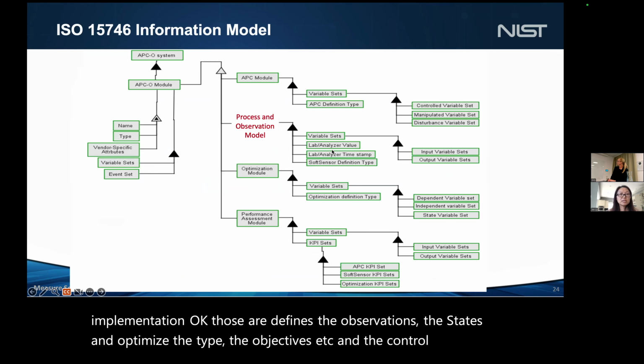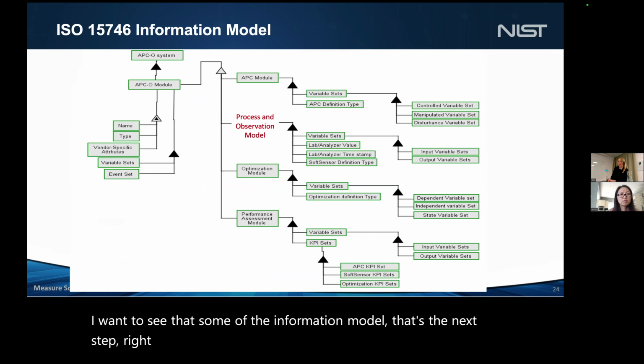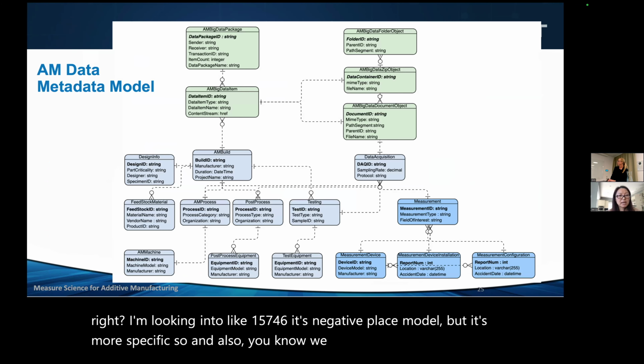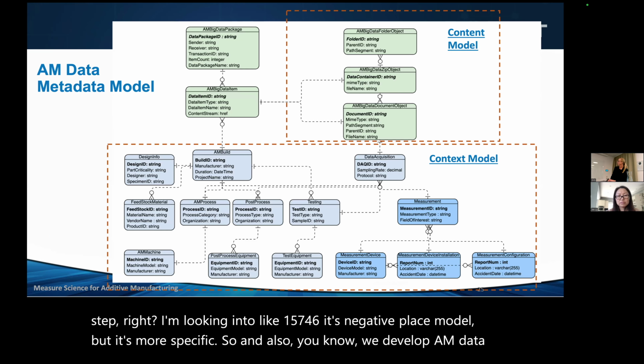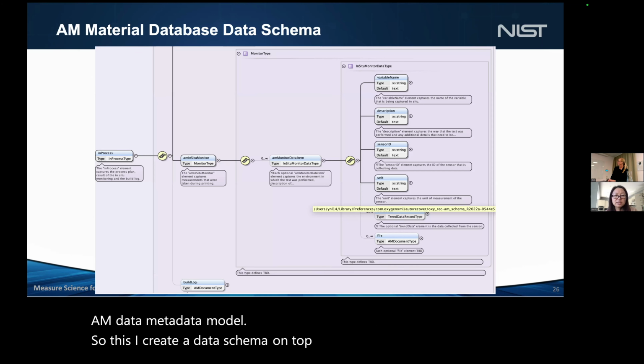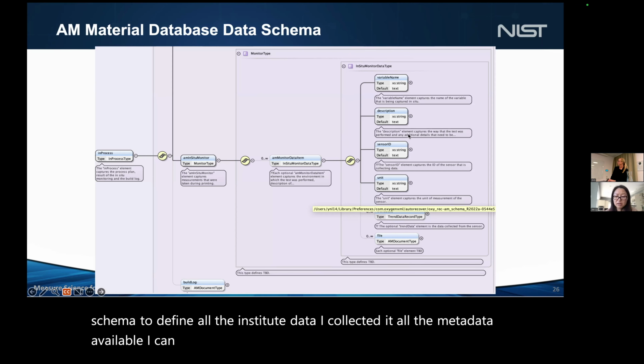And some of the information models are the next step, right? I'm looking into something like 15746. It's like a PLC model, but more specific. Also, we developed an AM data metadata model, and I create a data schema on top of it. With this schema, I define all the in-situ data I collected and all the metadata available, and then I can do predictive models. Okay, that's it. So just my case.